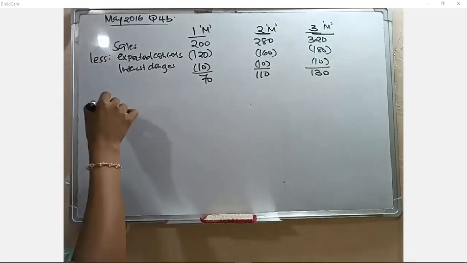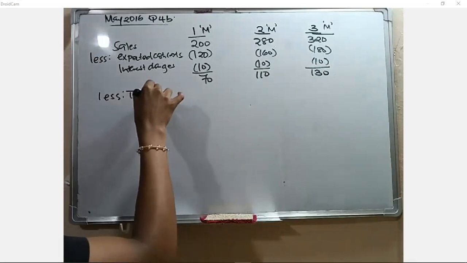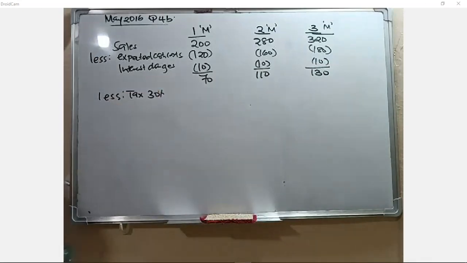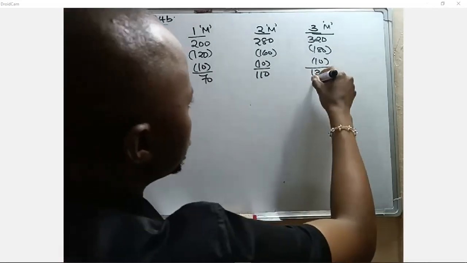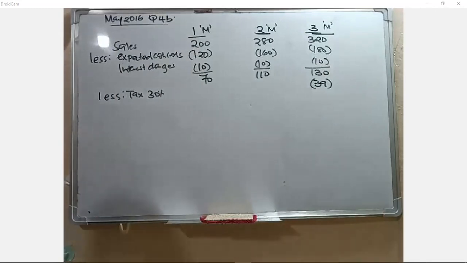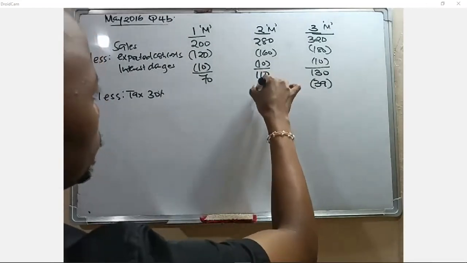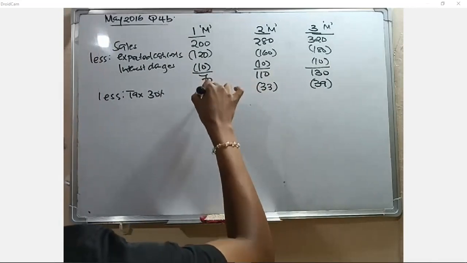I will tell you very simple, less your tax. Less your tax at the rate of 30%. So I'll start with the last one, times 0.3. I'm getting 39 bob. Right? Then the other one, we are getting how much? It will be 0.3 times 110, which is equivalent to 33 shillings. And I see this one to be 21 shillings.